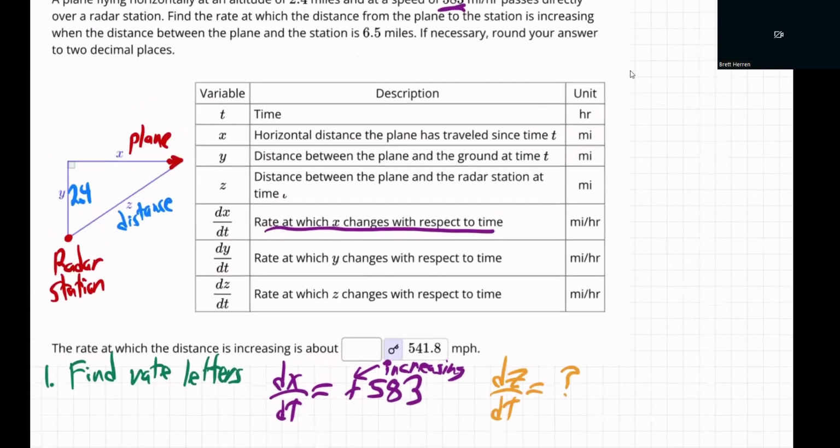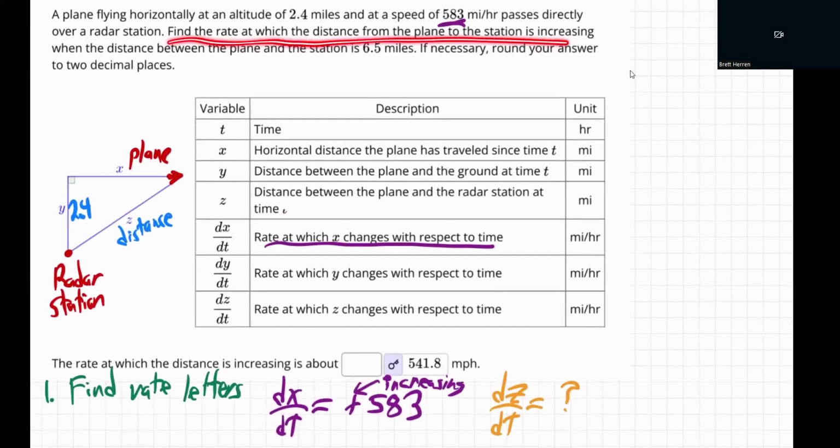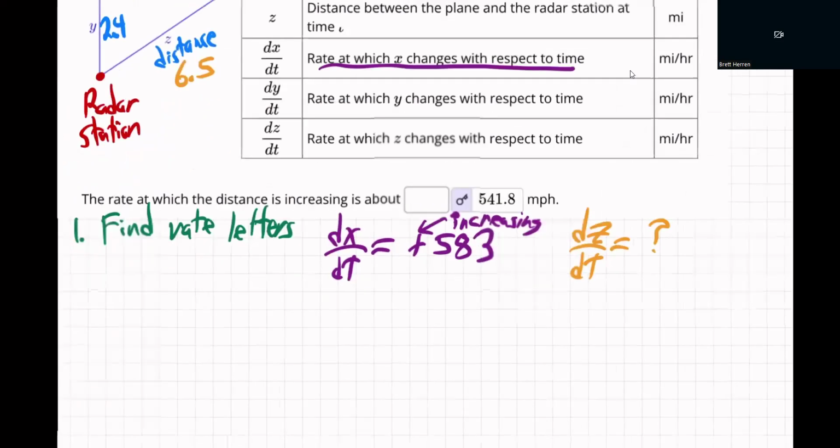And I think that's it. Is that the right? Let's see. Find the rate at which distance is increasing when the distance is 6.5. This distance is 6.5, but that's not a rate. Yeah, that's it. So the only rate letters, we found them. So there are those two. Okay.